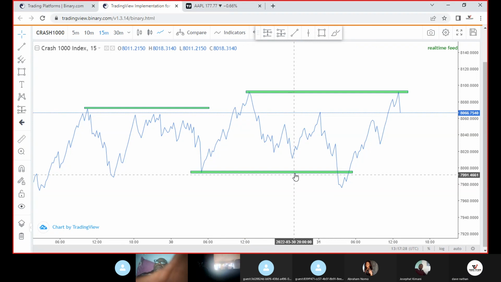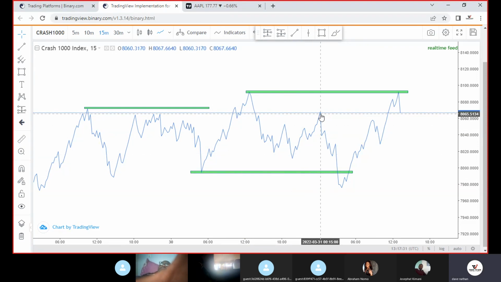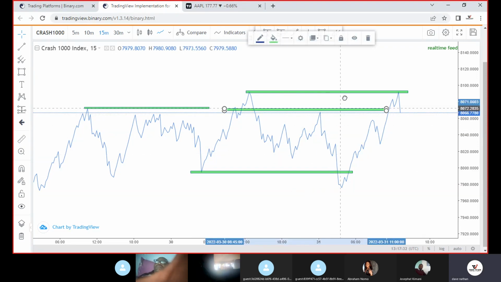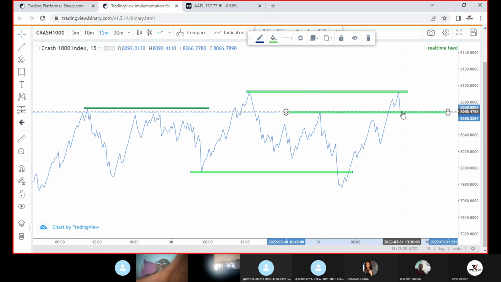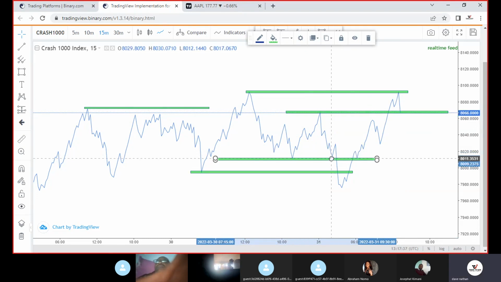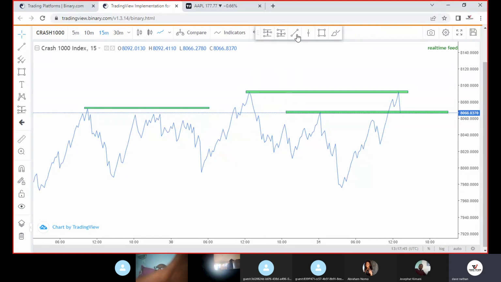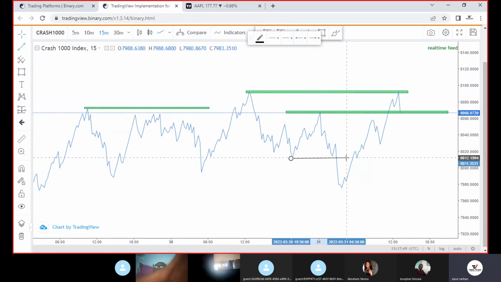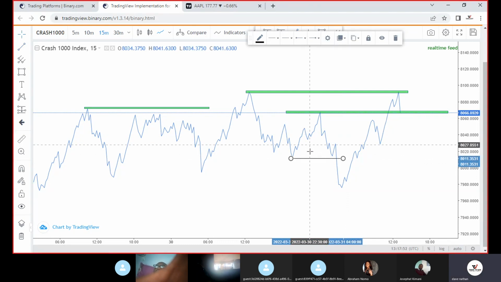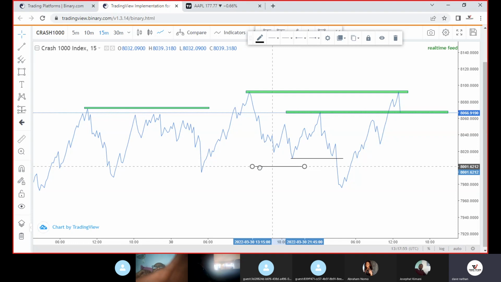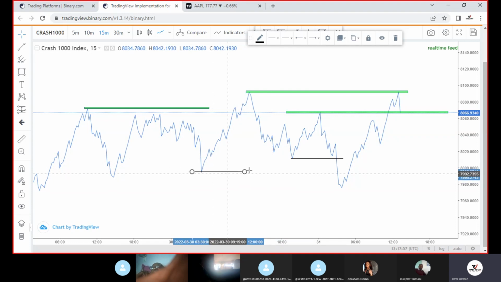Okay, and this is a peak point that actually broke this structure, this support here. So for all the support that was broken, I'm going to be using this particular one.